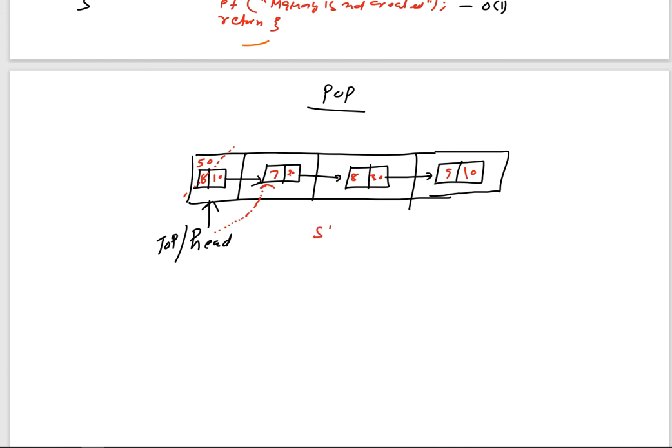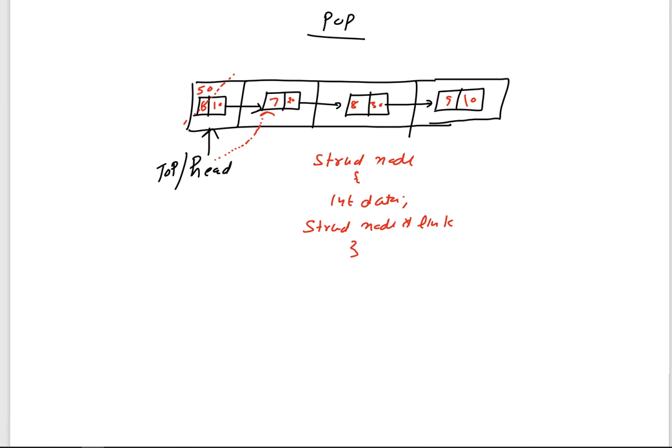Simply I'm going to take one struct node, and here we have the data part, because I'm going to use this variable data in between, and this is struct node of the link part. So this is one. Then we have this particular pop function. So this is one pop function.